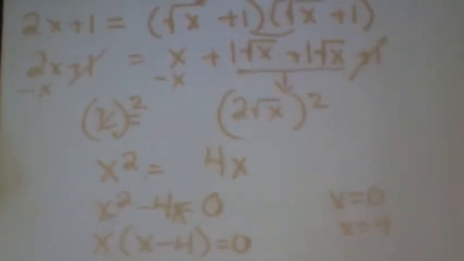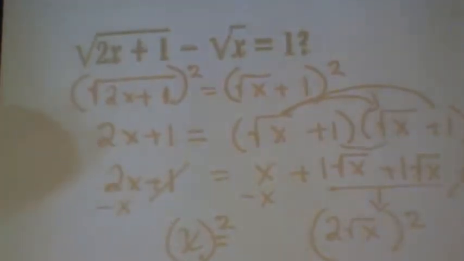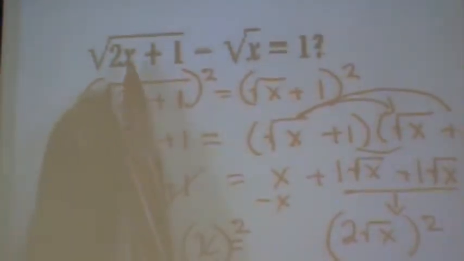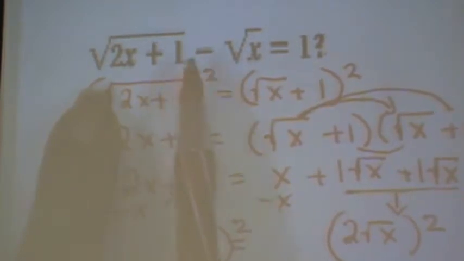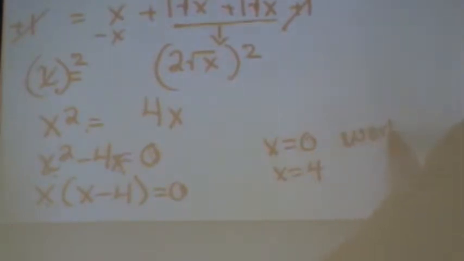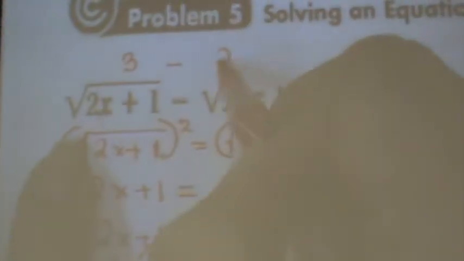We need to check them. So let's plug them in. Which one works, which one doesn't? Or do they both work? Maybe they both work. 0 works? Okay, let's check it out. If you plug a 0 in here, you end up with 1 minus 0 is 1. So it worked. How about 4? If you put a 4 right here, 2 times 4 is 8 plus 1 is 9, so 3. 3 minus, yep, that works, and that one works as well.